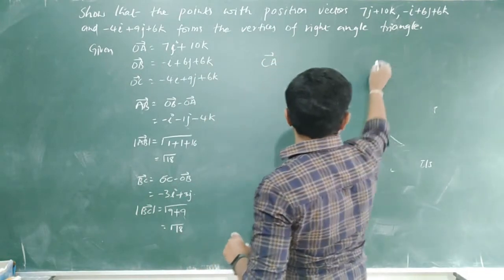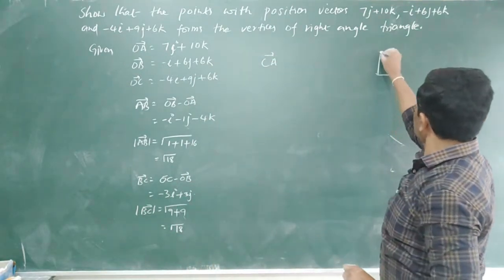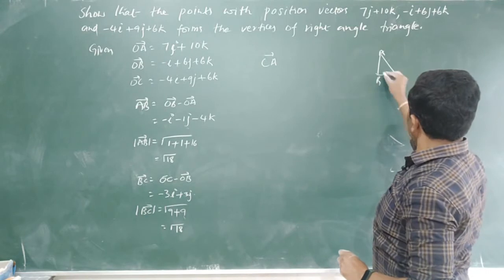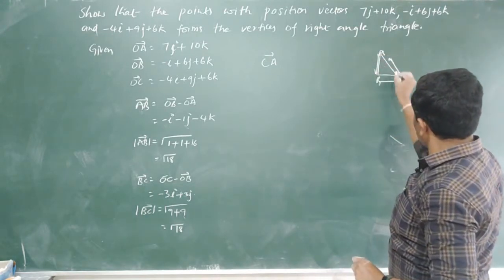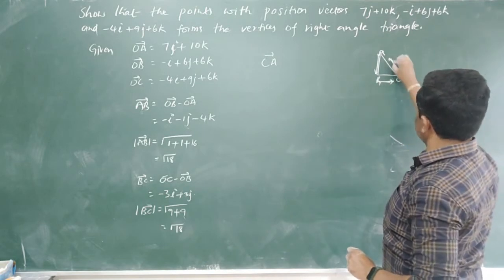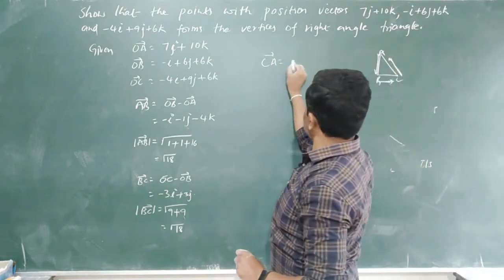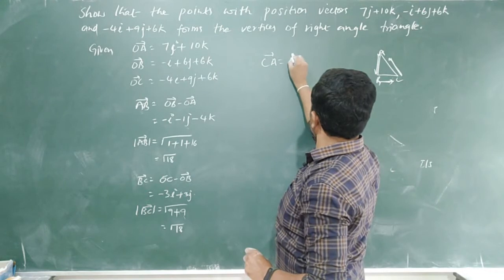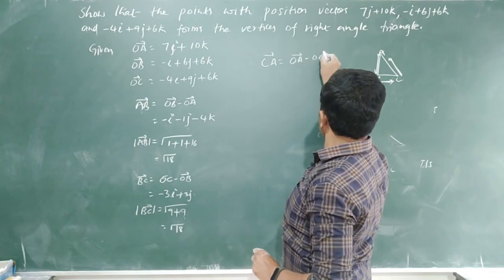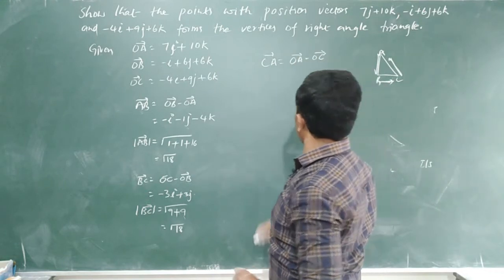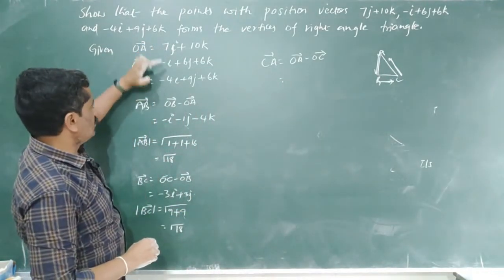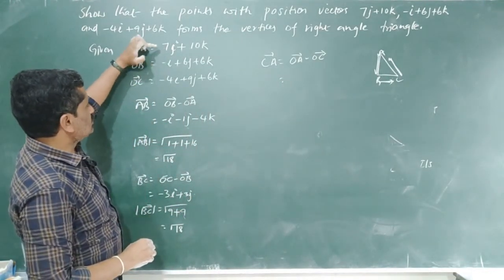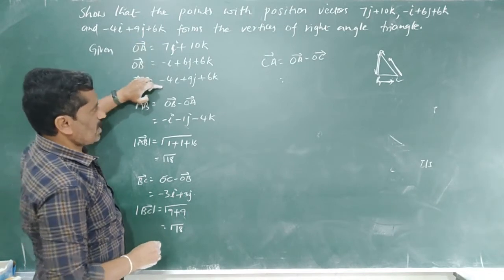Just remember, in a triangle ABC, first find AB bar, BC bar, CA bar. So CA bar is equal to OA bar minus OC bar. Again, this minus this. We have 0 minus of minus 4, we have plus 4i.